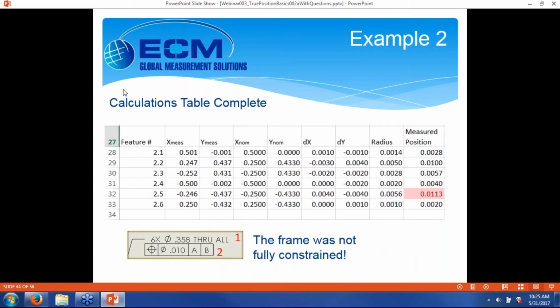All right. Then taking those nominal positions we calculated, we put those in the table, just like we did before for the rectangular example. We fill in our measured values, and we compare our measured positions. And we have this bad hole. But it's important to note the part was not fully constrained, so we might be able to wiggle it a little bit to make this work.